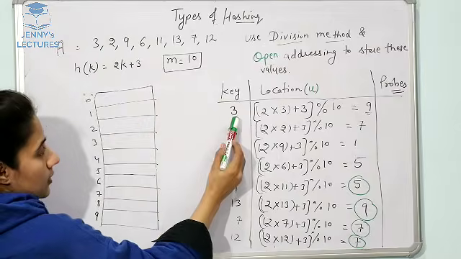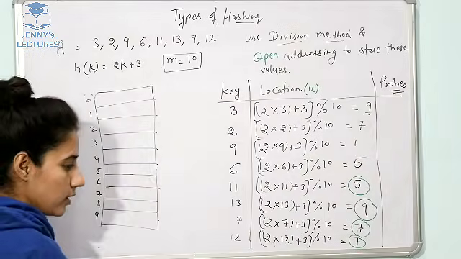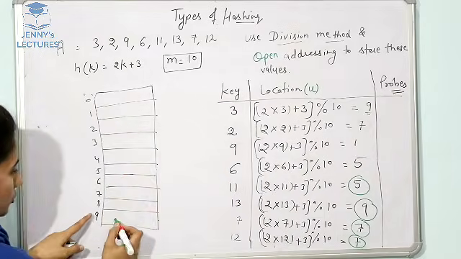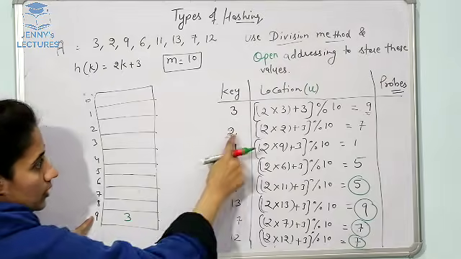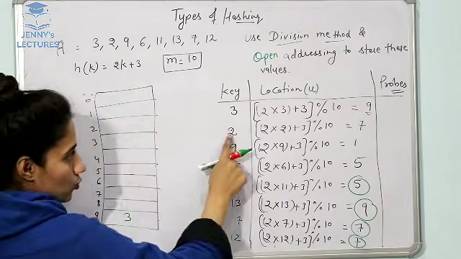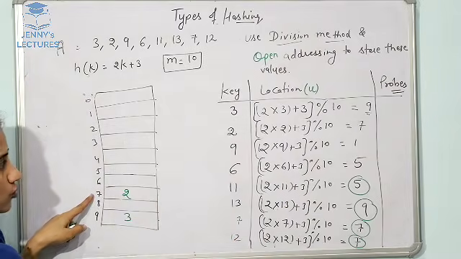For this 3, you have calculated the value, that is 9. I am just going to write these values. At 9th place we will store this 3. Now what is the place for this key? Second, this key value 2, here is 7th, here you can store this 2.